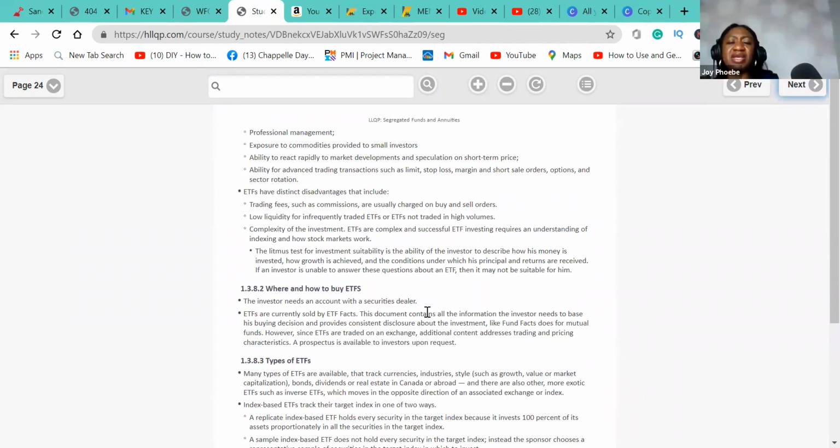ETFs equally have disadvantages. The advantages included professional management, exposure to the community. Now, in terms of disadvantages, trading fees such as commissions are usually charged on a buy-sell basis. We've talked about that one earlier. And low liquidity: infrequently traded ETFs are not as liquid.